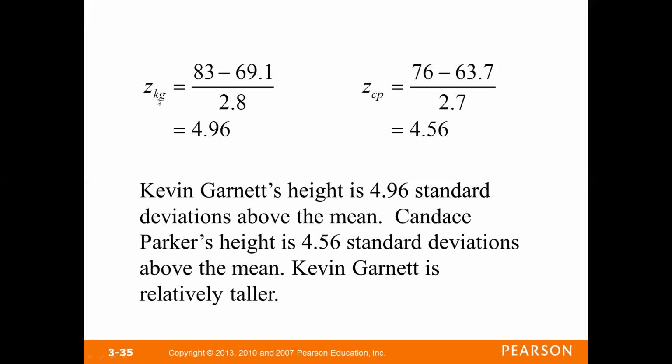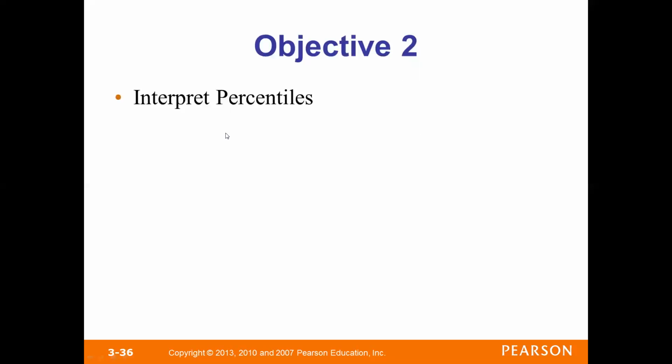This is what I mean by measuring the number of steps away from the mean. We took the observed value minus the average and divided by the standard deviation to get a number of steps.